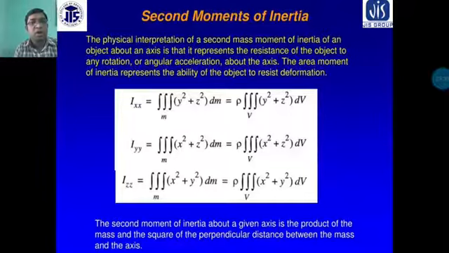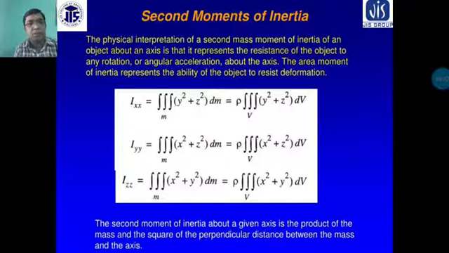The area moment of inertia represents the ability of the object to resist deformation. According to the second moment of inertia, Ix equals the triple integral of (y square plus z square) dm, which equals rho times the triple integral over V of (y square plus z square) dV. This is calculated about the x-axis.